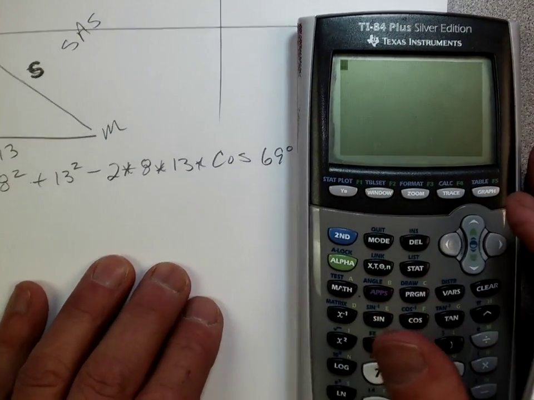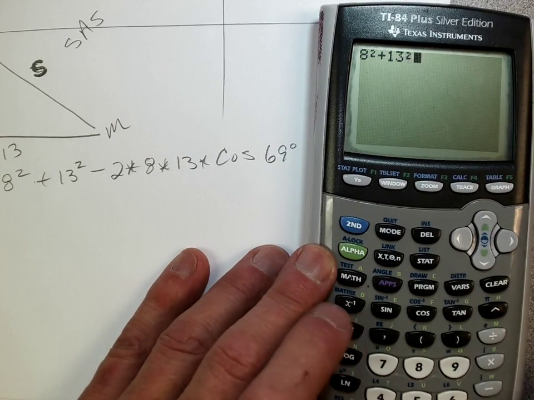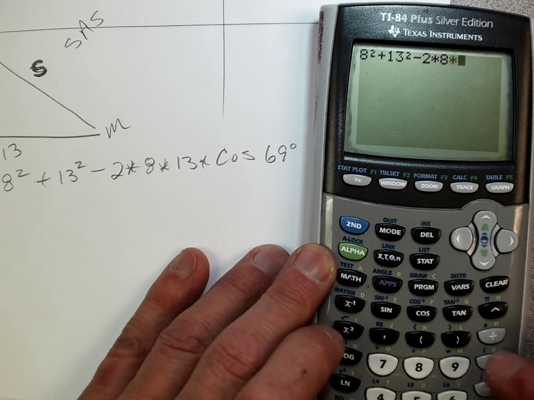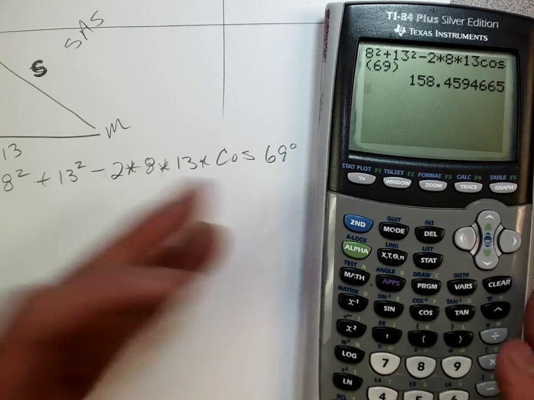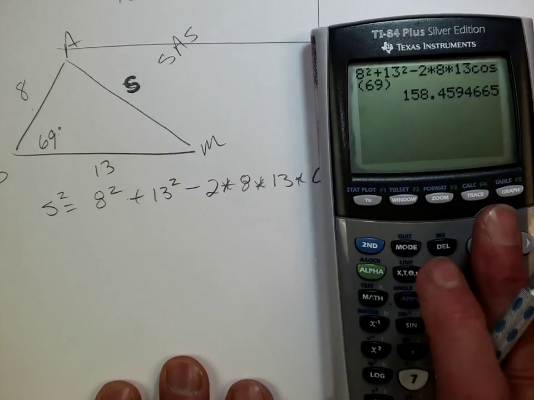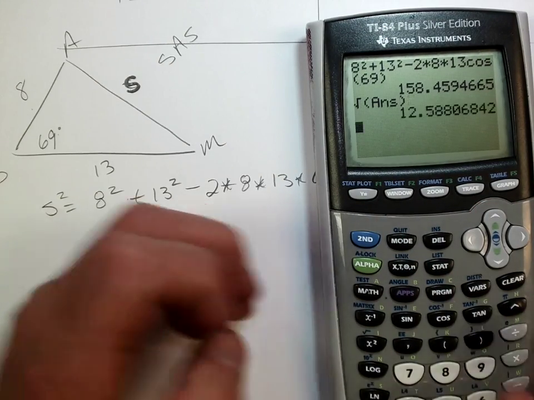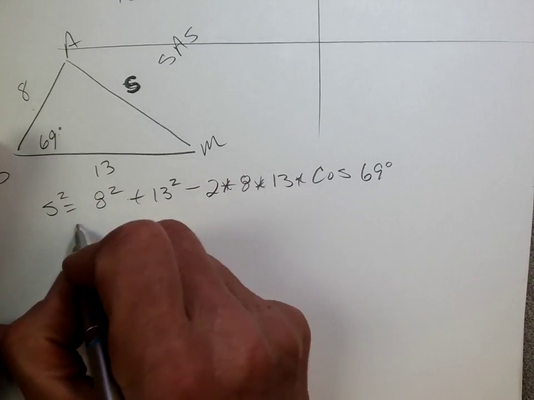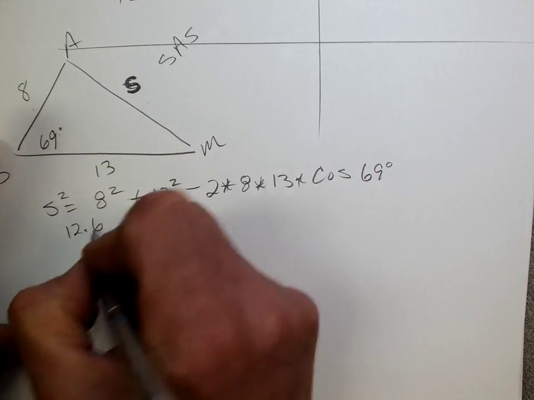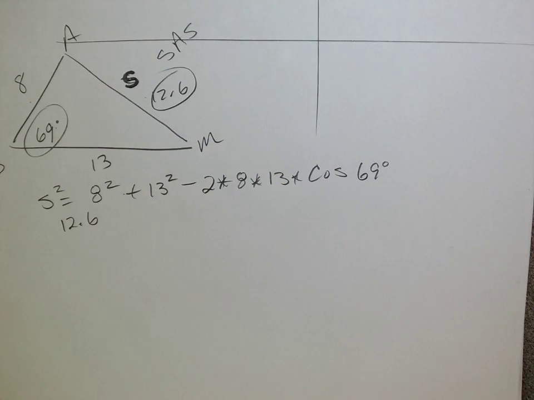Okay, so I'm just going to go 8 squared plus 13 squared minus 2 times 8 times 13 times the cosine of 69, and I get about 158. That's s squared, right? So s squared is about 158, so I'm going to square root that answer, right? I get about 12.6. Okay, now I have my opposites, right? So once I have my opposites, I can go back to the law of sines. It's a little bit easier.